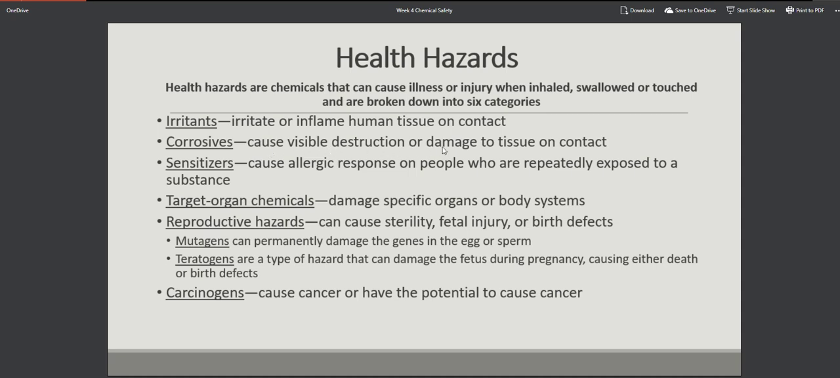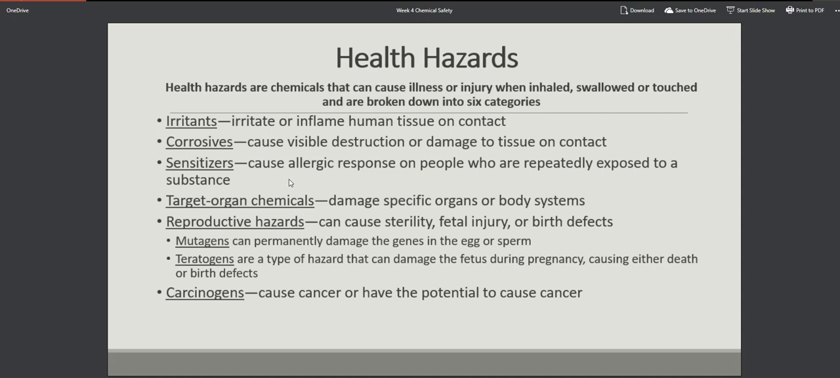The other one is corrosives. Can cause visible destruction or damage to tissue on contact. The easiest one for this is to think of like an acid base, right? So if it's an acid base, it's going to start eating away, creating an issue within your skin and deteriorating it and so forth. Sensitizers can cause an allergic response on people who are repeatedly exposed to a substance.